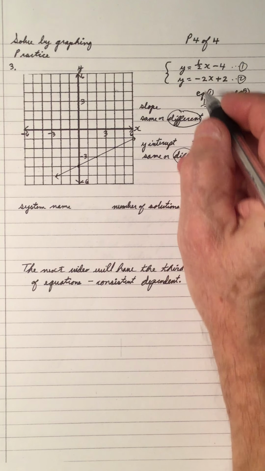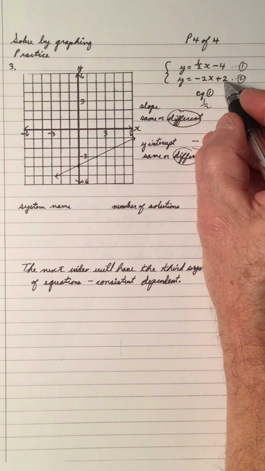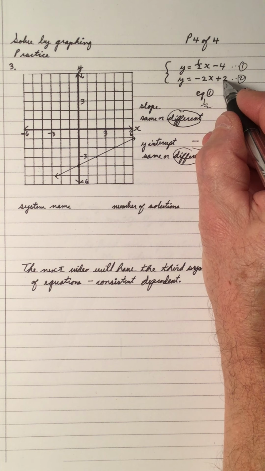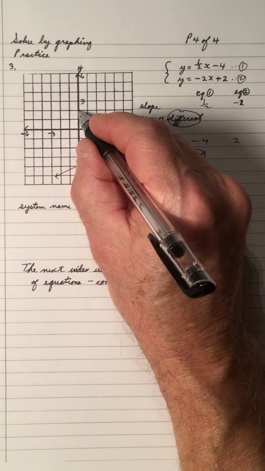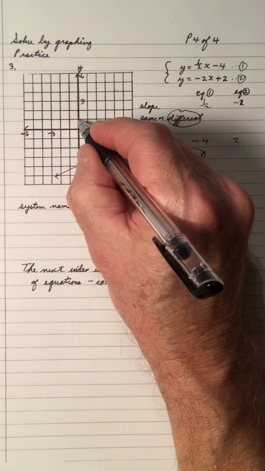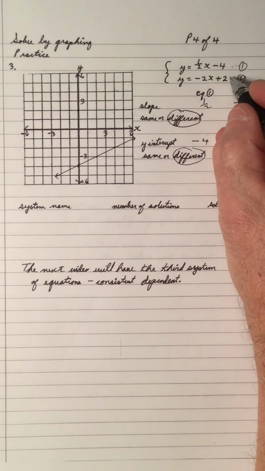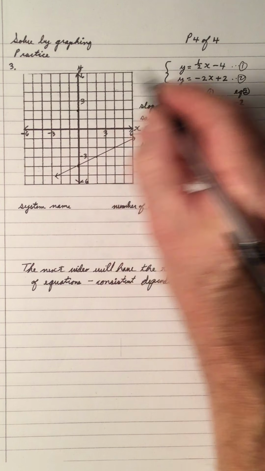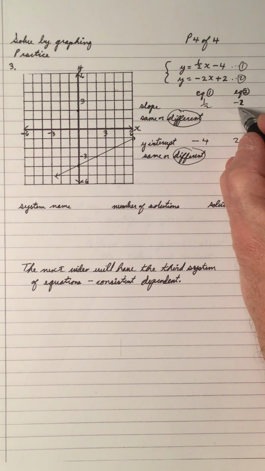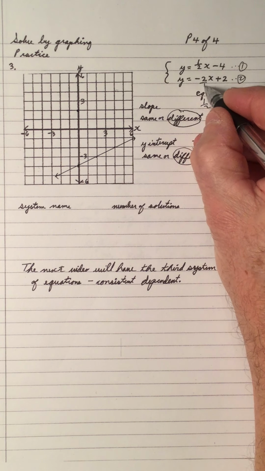And now we have to graph the second one. The y-intercept is 2. Right there. X is 0 there. 1, 2. Sorry, the y-intercept is positive 2. Better be careful. And the slope is negative 2 over 1.